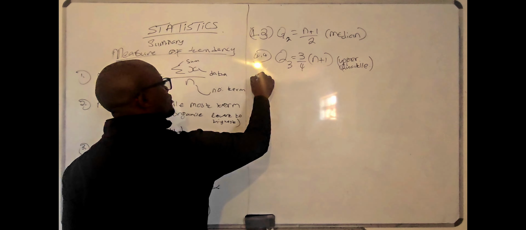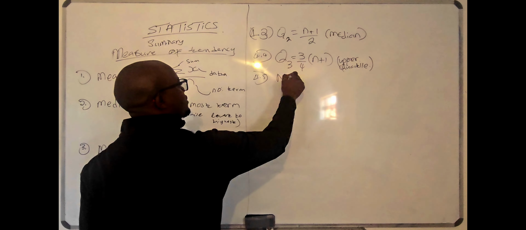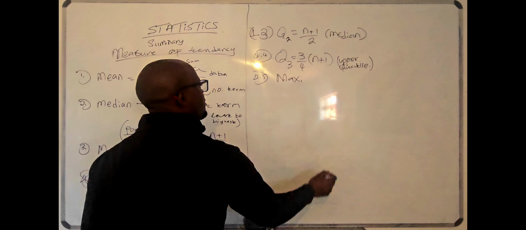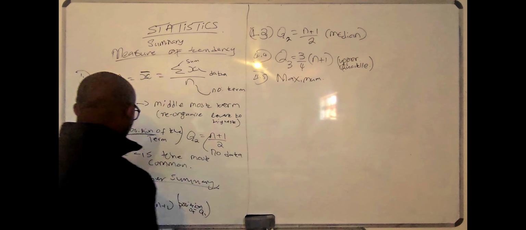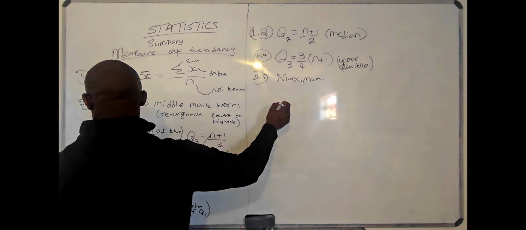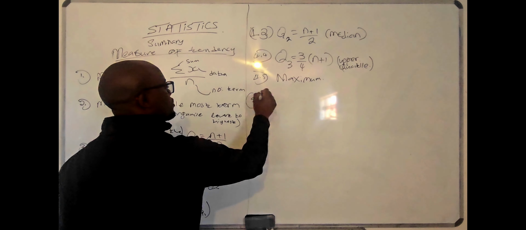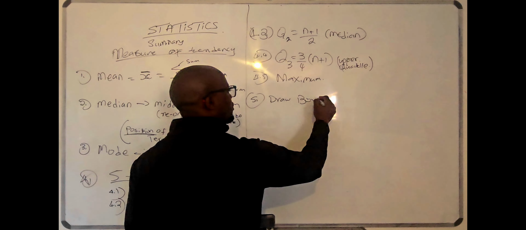Therefore, you've got number 5, which is the max. This is the maximum number in the data. That's it, 5 number summary. We are going to use it to draw a box and whisker.